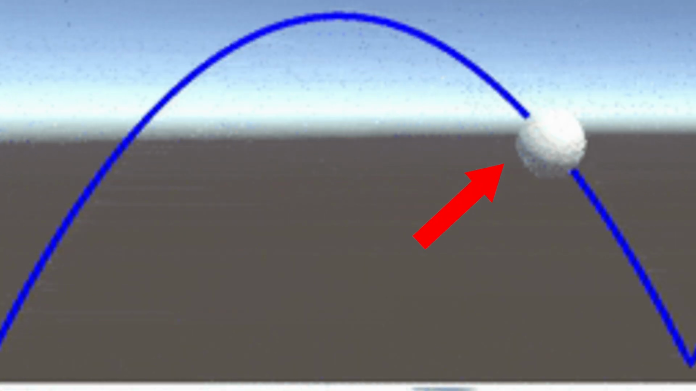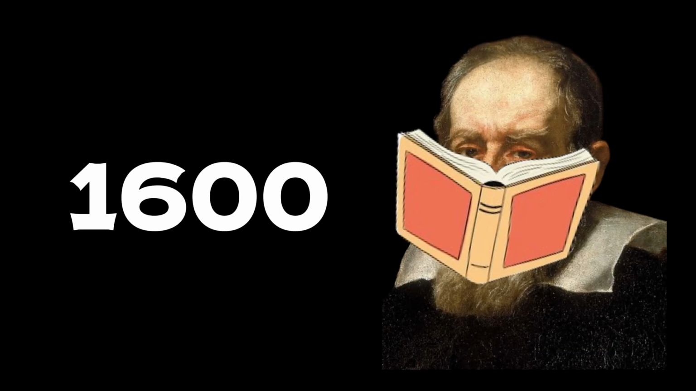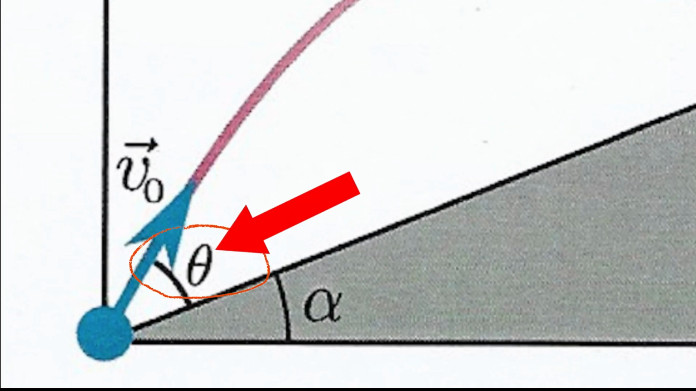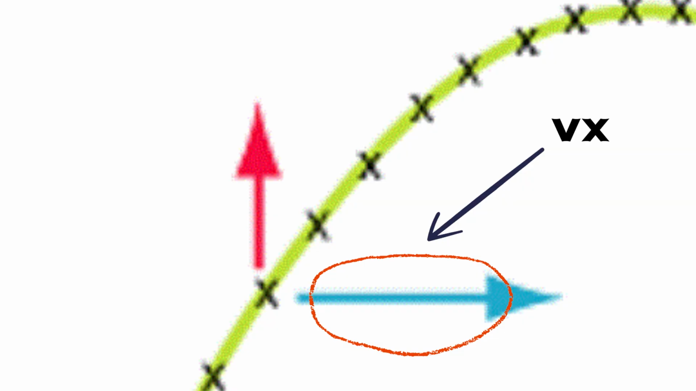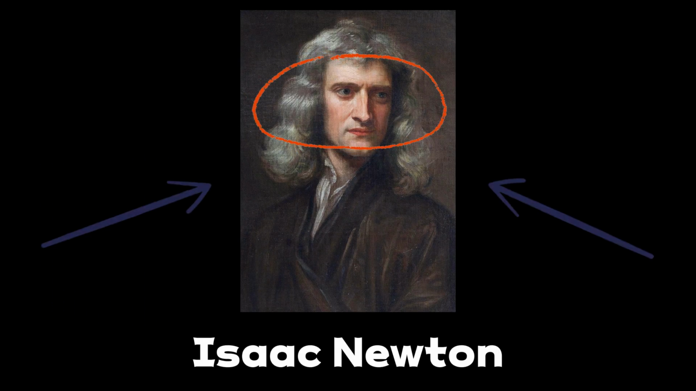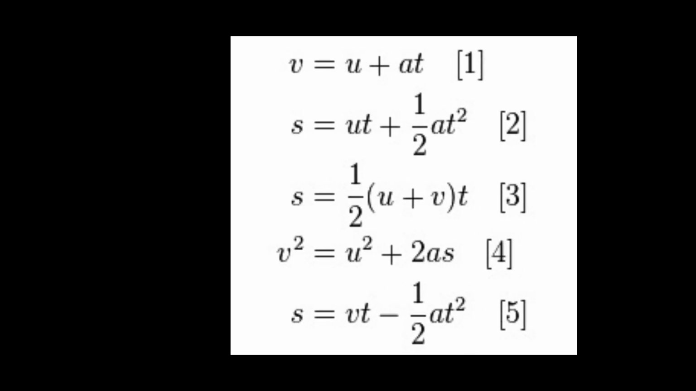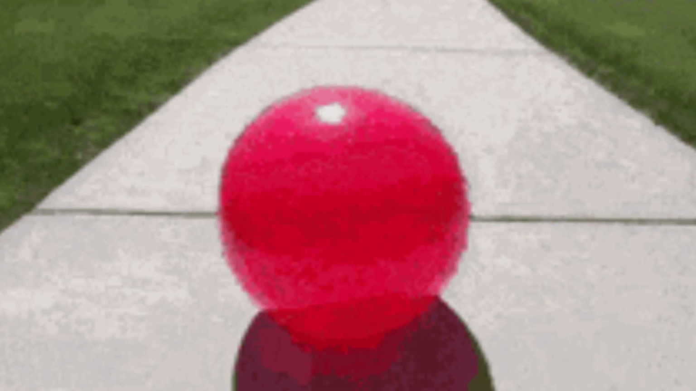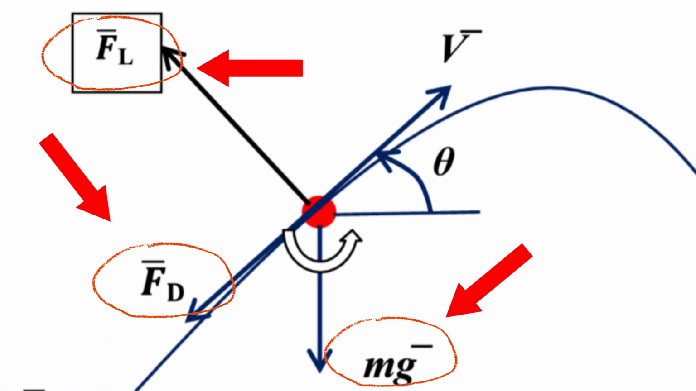Projectile motion has fascinated scientists and engineers for centuries. In the 1600s, Galileo Galilei studied how objects like cannonballs and spears move when launched at an angle. He discovered that horizontal motion and vertical motion are independent, meaning an object's forward speed doesn't affect how fast it falls. Later, Isaac Newton formalized the laws of motion and gravity, explaining why objects accelerate downward while moving forward, and how forces govern paths.